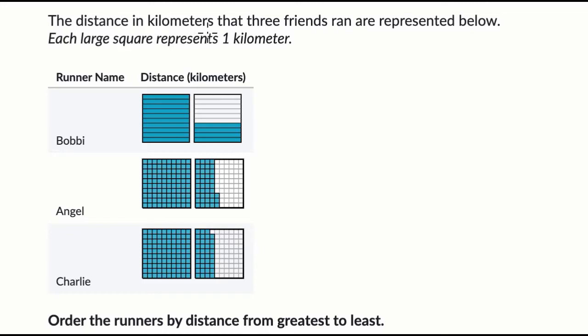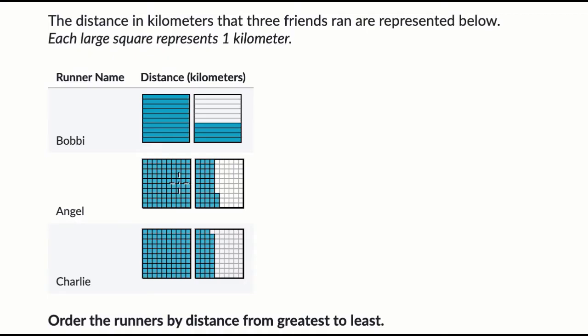We're told the distance in kilometers that three friends ran are represented below. Each large square represents 1 kilometer. All right, they visually tell us the distance in kilometers. Order the runners by distance from greatest to least. So pause this video and have a go at that. All right, now let's work through this together.